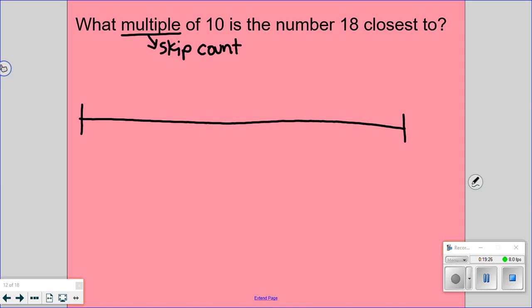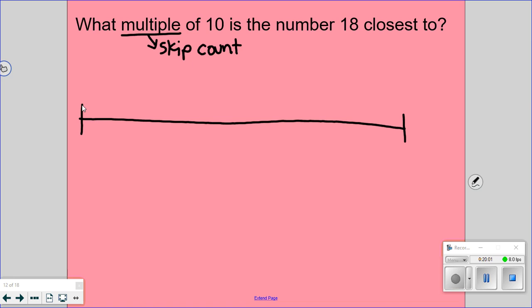Can you skip count by 10? Prove it. Ready, set, go. 10, 20, 30, 40, 50, 60, 70, 80, 90, 100, 110, 120, 130, 140, 150. Good. So what skip count of 10 is 18 closest to? If I were to put 18 on my number line, which two skip counts of 10 would it go in between?